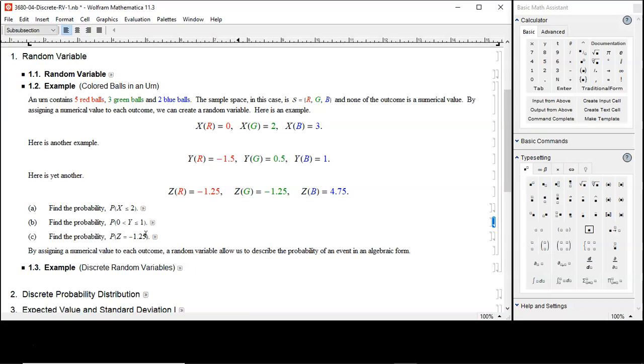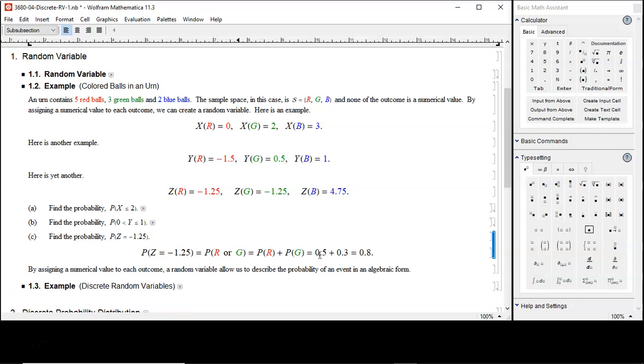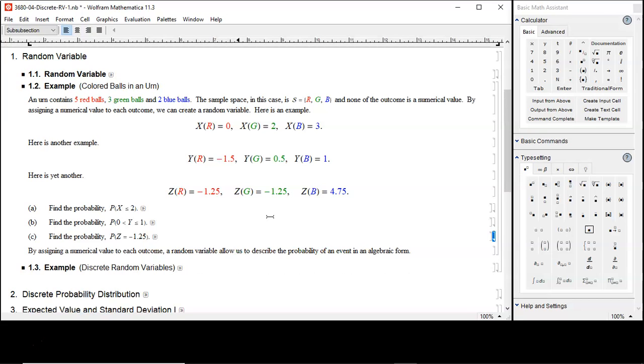Now how about the third game? Z is equal to negative 1.25, so it's going to be either red or green. So we have this. By the way, as far as this random variable Z is concerned, there's no distinction between red and green because they're the same. For other random variables, of course, there is a difference between red versus green, but for Z, no distinction.